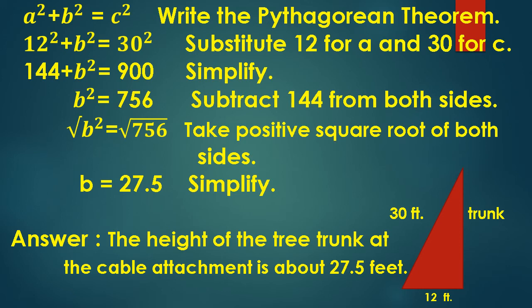Next is take the positive square root of both sides. So the square root of b squared is equal to the square root of 756. So the answer is b is equal to 27.5. Right, so the height of the tree trunk at the cable attachment is about 27.5 feet.